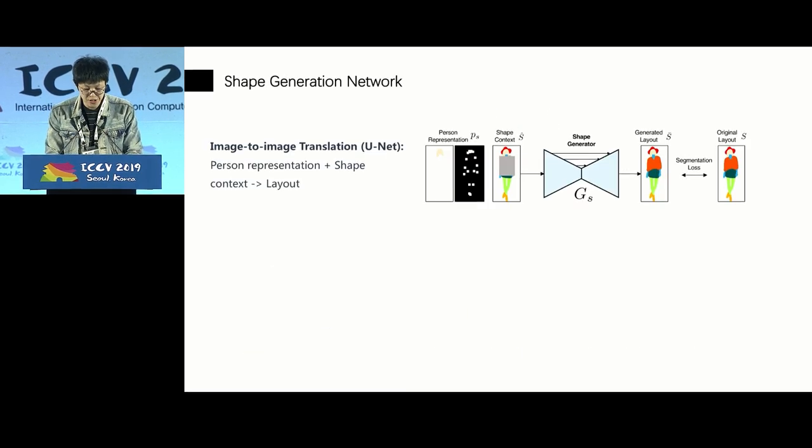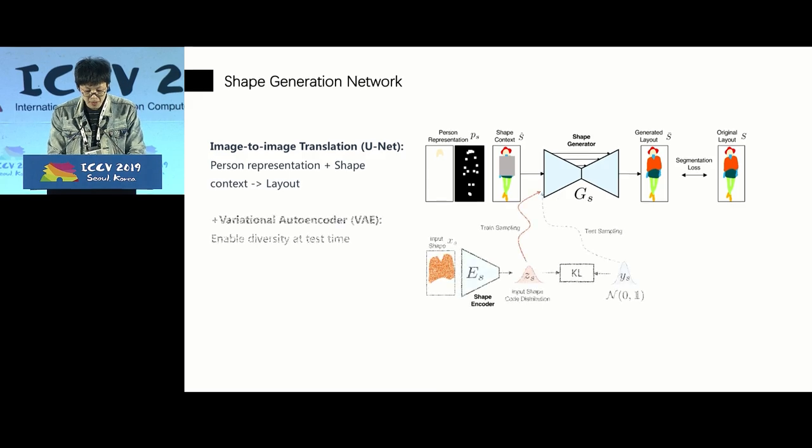Let us first look at the shape generation network. The generator is based on an image-to-image translation network, which takes person representation like pose to complete the semantic layout. To enable diversity, a variational UNET structure is used, where a shape encoder encodes the ground truth shape to a latent code, whose KL divergence with respect to a standard normal distribution is minimized.